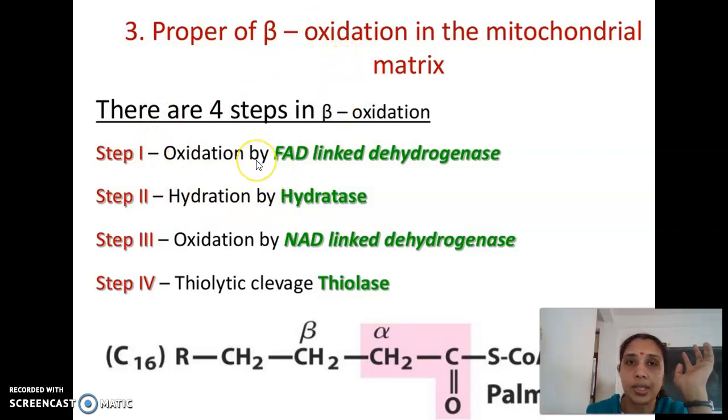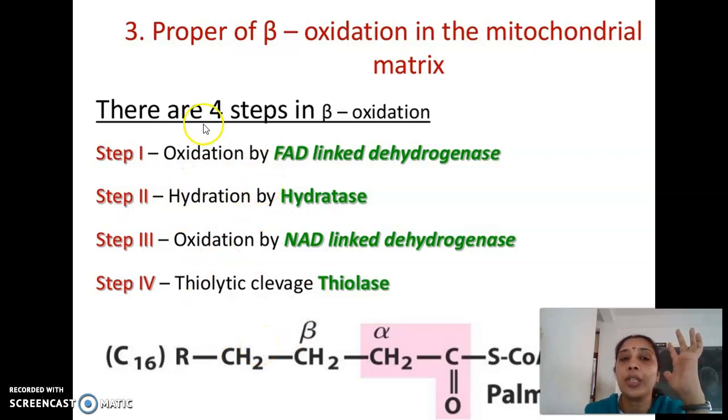The first step is oxidation. The second step is hydration. The third step is oxidation, and finally there is thiolysis, that is lysis by the thiol group. That is thiolytic cleavage. Thiol means sulfhydryl group, a sulfur containing group. So there are 2 rounds of oxidation, 1 hydration and 1 breakage, thiolysis.